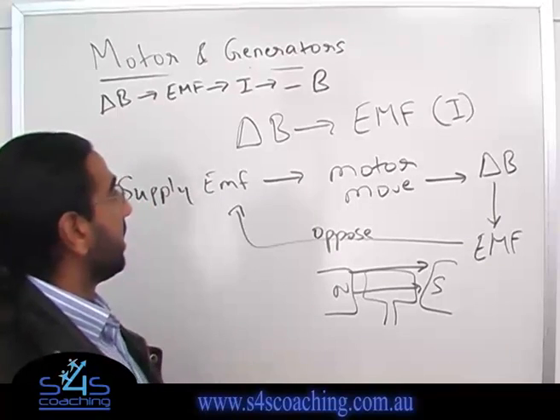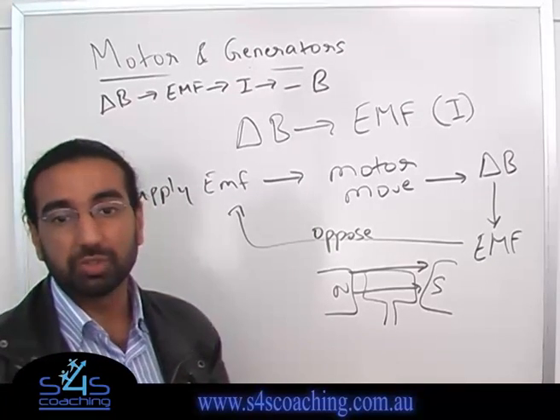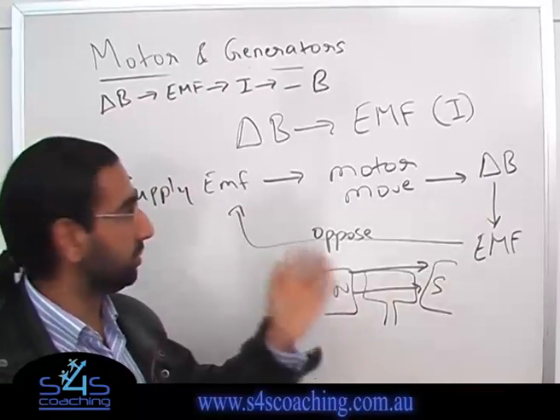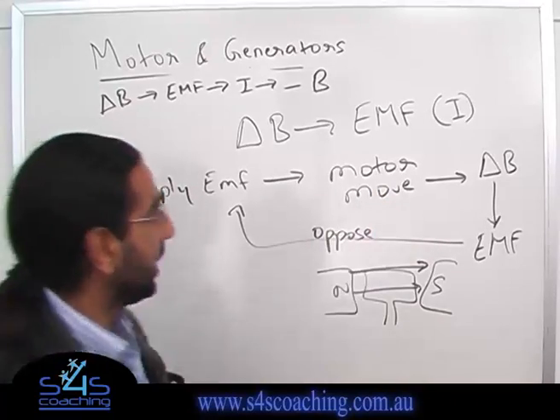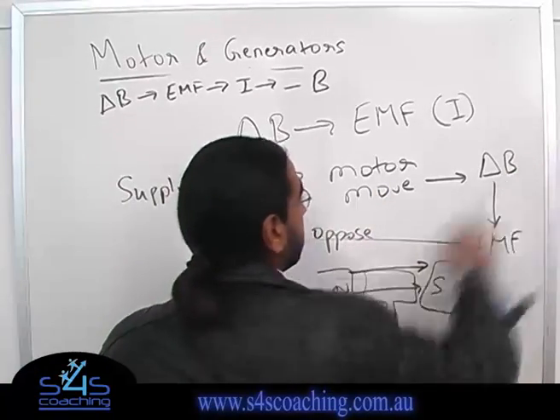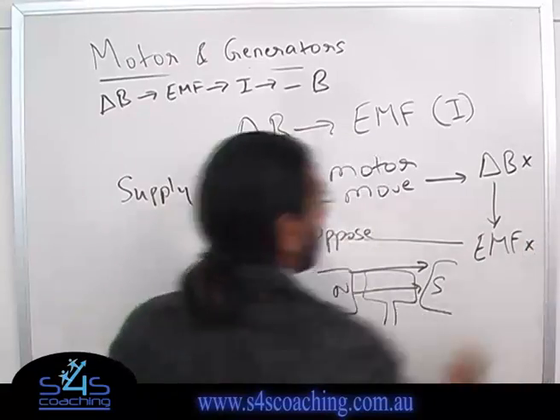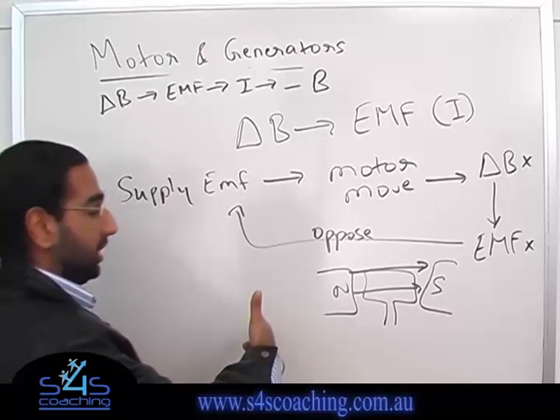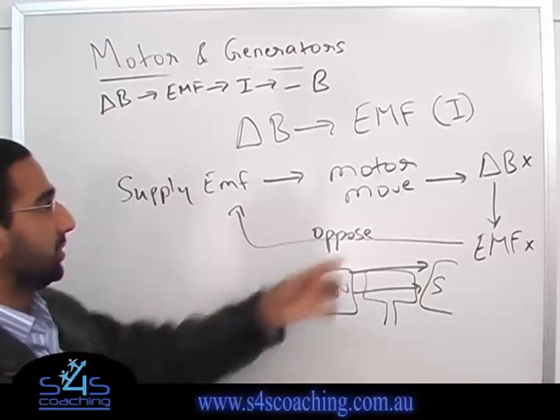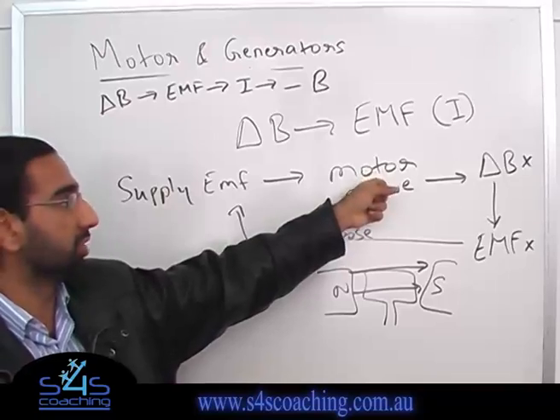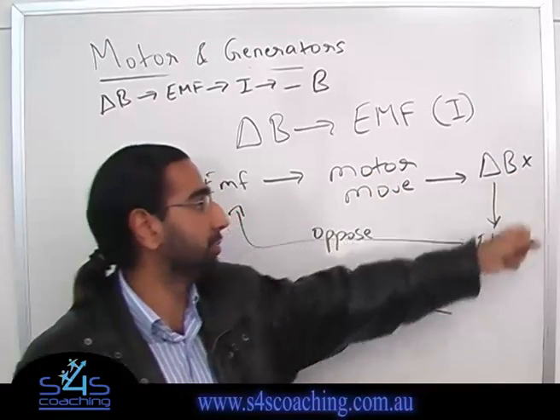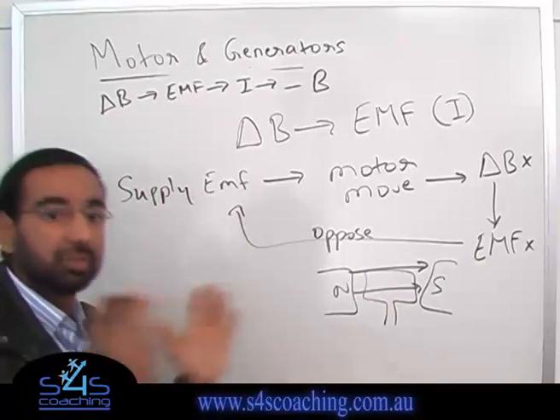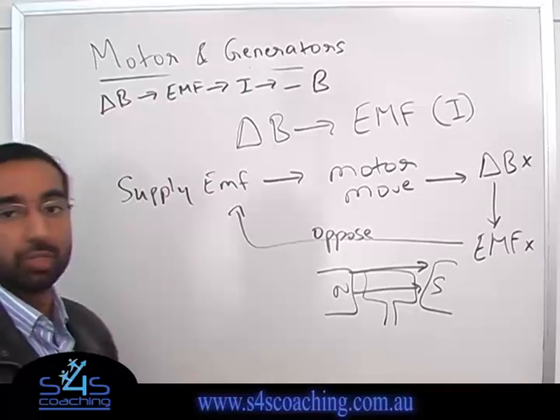Now, back EMF can actually be used for self-regulating drills. So essentially what happens is, as long as the motor is moving, a back EMF will be produced. If the motor stops moving, then there will be no changing B and no back EMF. Therefore, if I'm drilling into something and the drill gets stuck, essentially what happens is the motor does not move. If the motor does not move, there's no changing B, which means there's no back EMF. Because there's no back EMF, there's going to be a large amount of supply EMF and the motor is going to burn out.